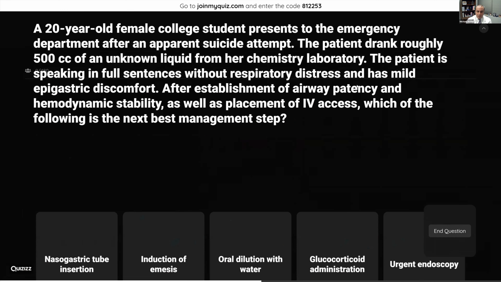All right, this one is a 20-year-old female college student who presents to the emergency department after an apparent suicide attempt. The patient drank roughly 500 cc's of an unknown liquid from her chemistry laboratory. The patient is speaking in full sentences without respiratory distress and has mild epigastric discomfort. After establishment of airway patency and hemodynamic stability, as well as placement of IV access, which of the following is the next best step? NG tube insertion, induction of emesis, oral dilution with water, glucocorticoid administration, or urgent upper endoscopy?